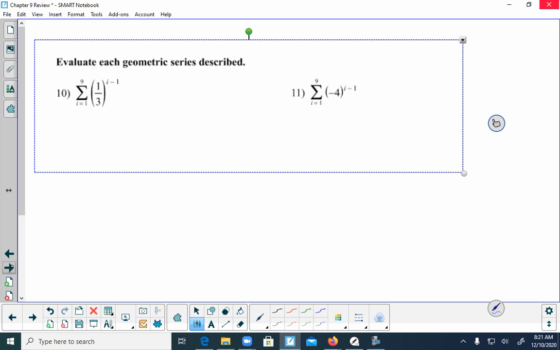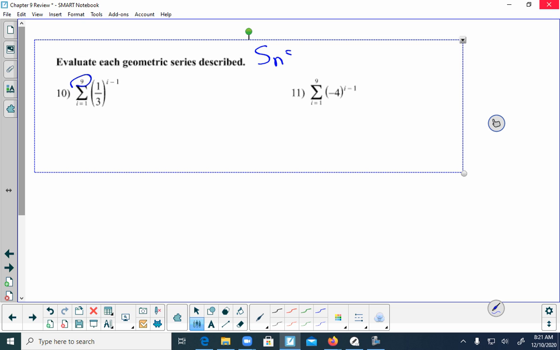All right, the next one, evaluate each geometric series described. So here, in poor planning on my part, they both end in 9, sorry. So my upper limit is 9. So this makes this a finite series. So finite has a formula. And that formula is, oh, I'll write it over here.